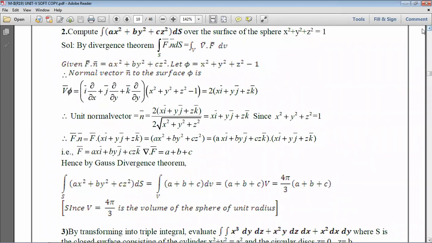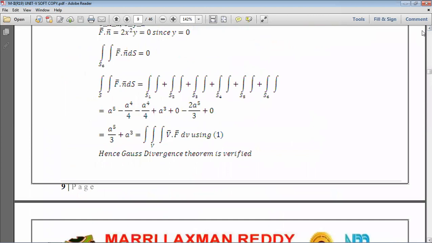And now we need to add all those things, right? See here, if we add all these 6 faces, S1, S2, S3, S4, S5, S6, we got 2 zeros. This is for the first surface, this is for the second surface, third, and fifth. By simplifying this, here we have minus a cube as it is, and here a power 5 by 3, minus a power 5 by 3, plus a cube. This is nothing but the integral of divergence f bar dv. Hence the Gauss divergence theorem is verified.